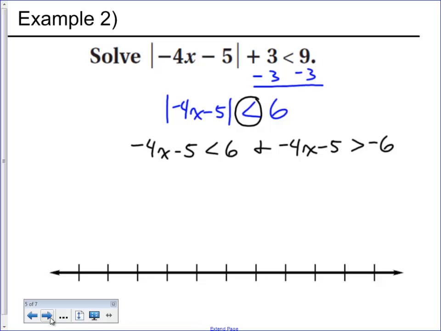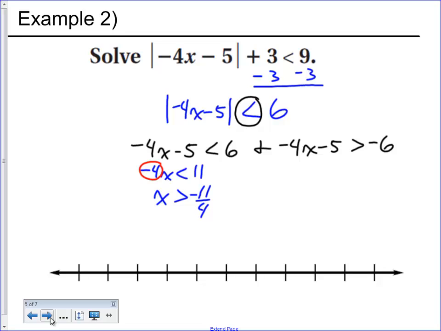Continue solving. Negative 4x is less than 11. X is going to be greater than negative 11/4, and the reason for the switch of the sign here is because we ended up dividing by the negative 4 on both sides.